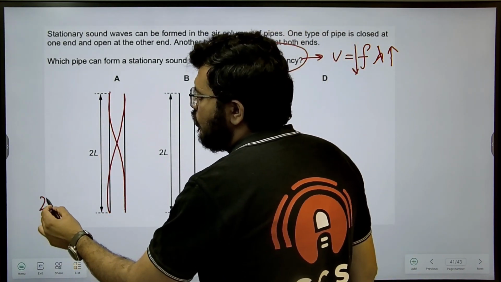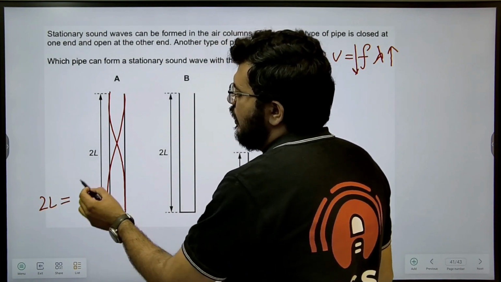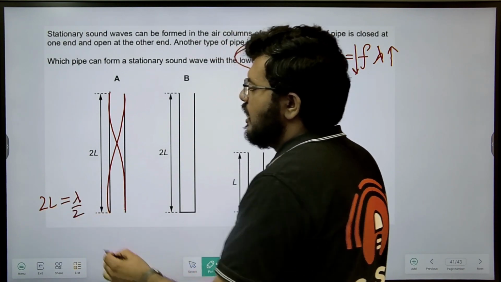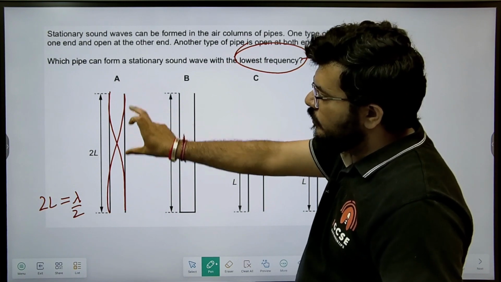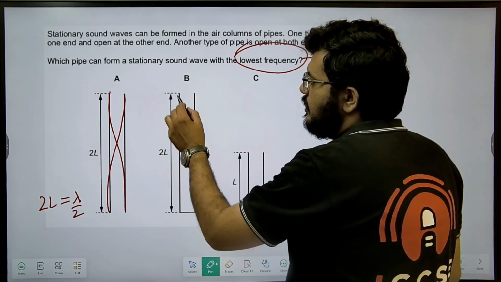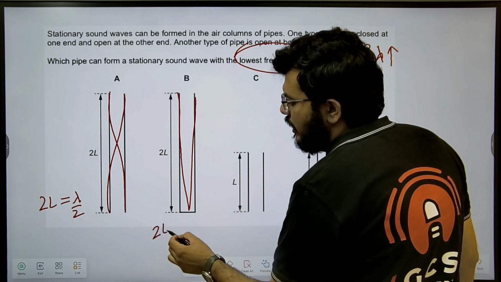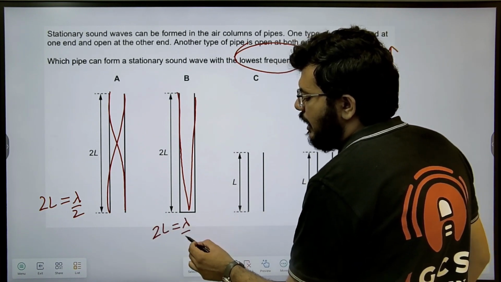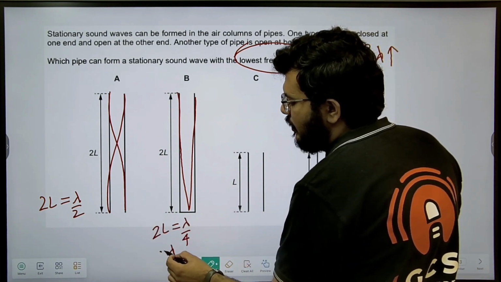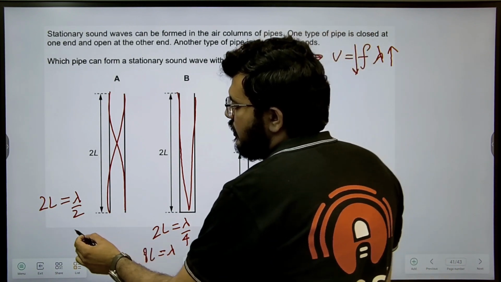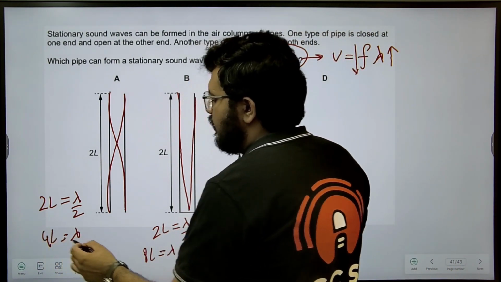So your 2L has to be lambda by 2. This is half the wavelength, right? 1/4 here, 1/4 here. But here the first harmonic forms like this. So your 2L should be equal to lambda by 4, and then lambda is equal to 8L. Here lambda is equal to 4L, right?